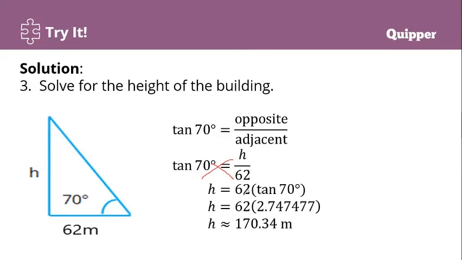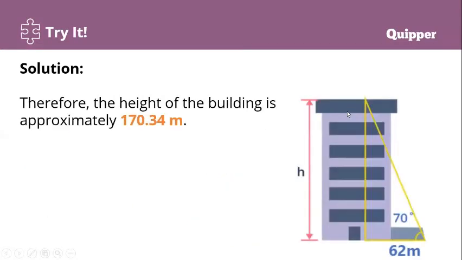Multiply: you can multiply directly 62 times tangent 70 or convert first tangent 70 to decimal. And the answer is approximately 170.34 meters. That is now the height of the building. Therefore, the height of the building is approximately 170.34 meters, as it calls for an answer that is rounded off to the nearest hundredths. That's for the first example.